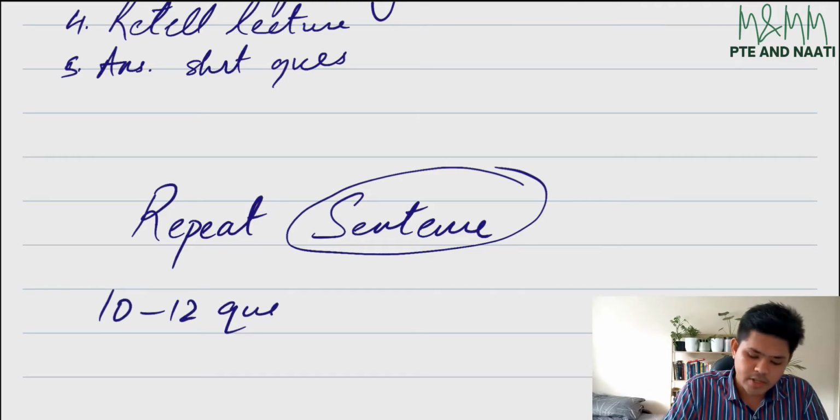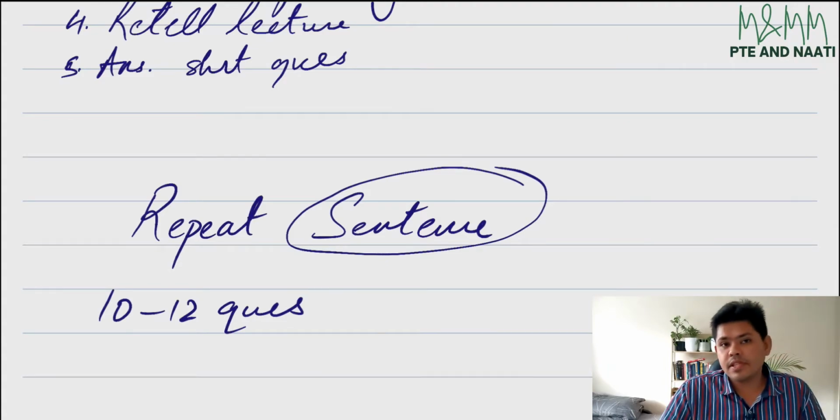Okay. Now, how many questions in the exam? 10 to 12 questions of repeat sentence. Now, I have seen a lot of exceptions where students have got less than 10 questions, where students have got 12, 13 and up to 14 questions as well. So if you get more or less than this number, don't panic, don't get stressed out. Just think one thing, whatever sentence comes, my job is to repeat it. That's it. The number really doesn't matter over here.